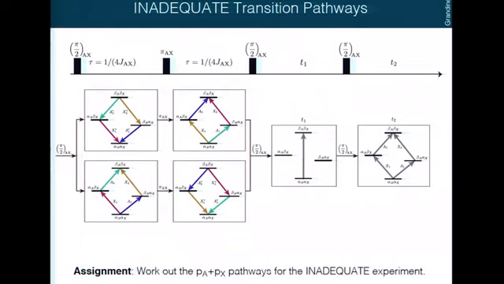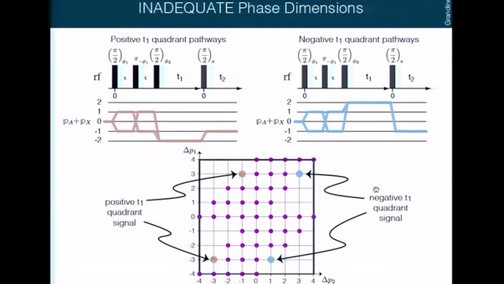So in an INADEQUATE experiment, we do that to generate double quantum, because that's where we want to have our T1 evolution. And then we apply a final pulse to go back to single quantum. So you can work these all out for the PA plus PX pathways and see what this is. Since I'm out of time, I'm just going to show you how I would do this experiment, because this is a little bit more complicated.